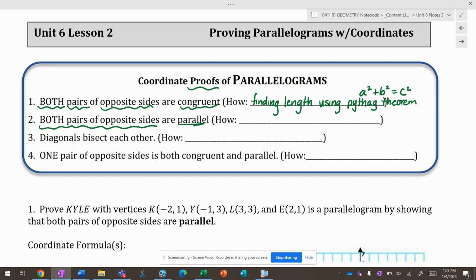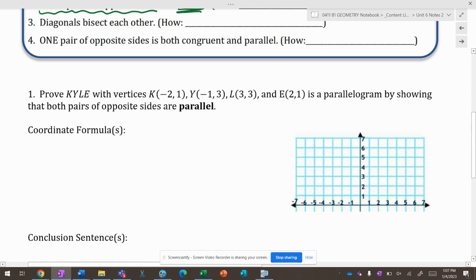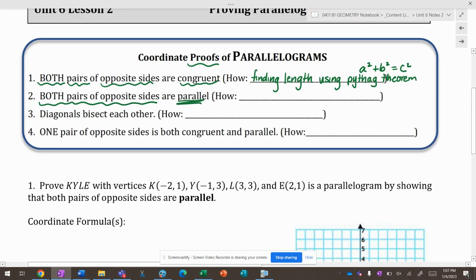Another thing I can do on a graph is if I want to show that both pairs of opposite sides are parallel, when I'm using coordinates, parallel things have equal slopes. So what I can do is show that I have a shape that has 2 pairs of equal slopes. So that's actually how we're going to start. We're only doing these first 2. So I know I'm leaving the other 2 blank.